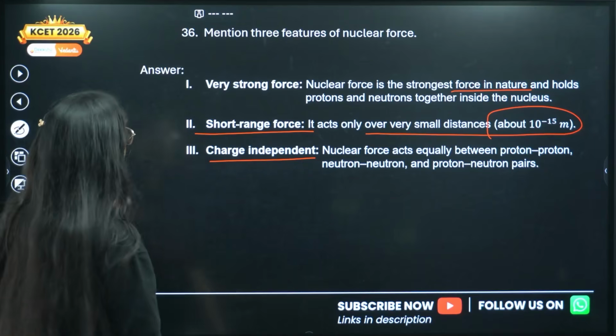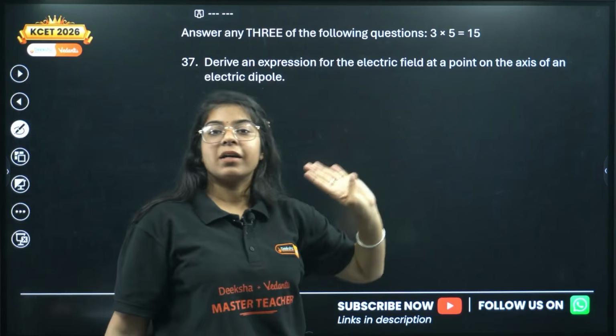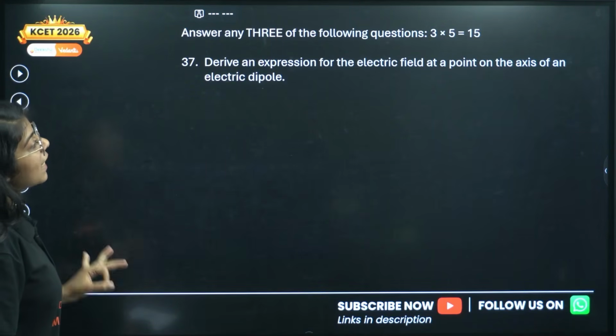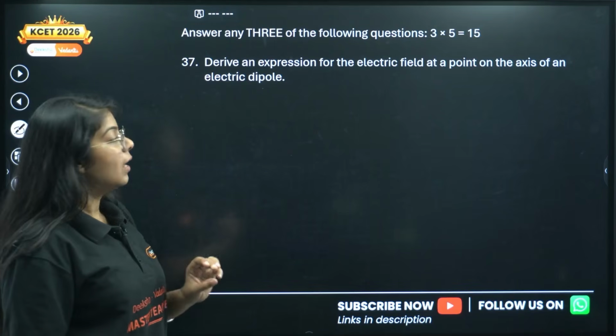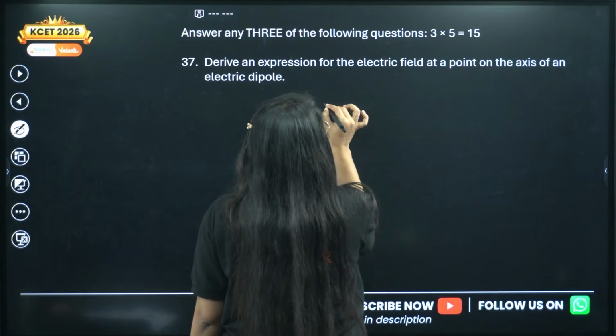Okay, moving on. We are moving towards 5 marker questions. The first question is, derive an expression for the electric field at a point on the axis of an electric dipole. So we are asked for an electric dipole. We'll make an electric dipole.